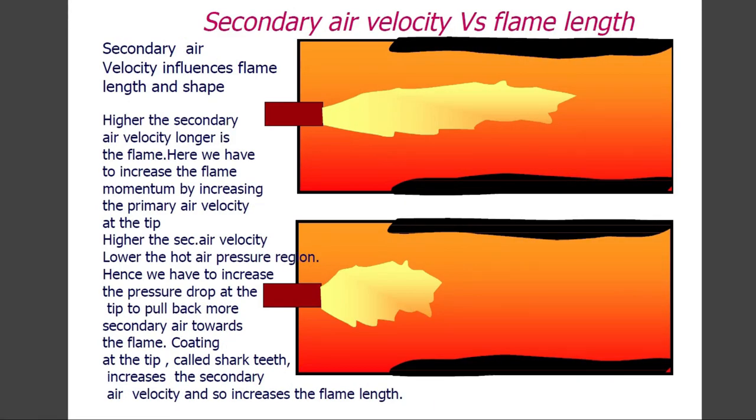Secondary air velocity versus flame length. Secondary air velocity influences flame length and shape. The higher the secondary air velocity, the longer the flame. Here we have to increase the flame momentum by increasing the primary air velocity at the tip. The higher the secondary air velocity, the lower the pressure region, hence we have to increase the pressure drop at the tip to pull back more secondary air towards the coating at the tip, called shark teeth. Increase the secondary air velocity and so increase the flame length.